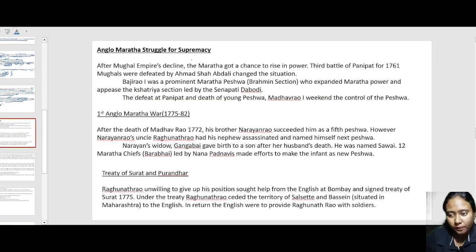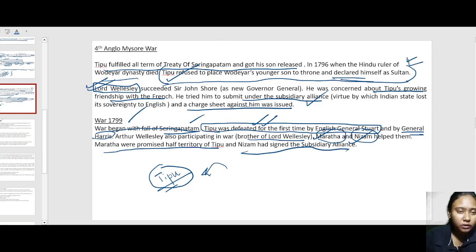Anglo-Maratha struggle for supremacy. In the last PDF, we completed the Fourth Anglo-Mysore War.